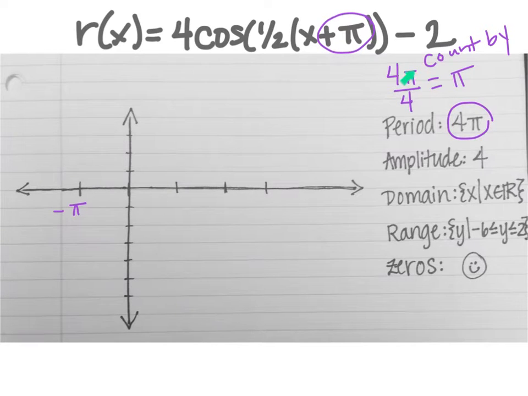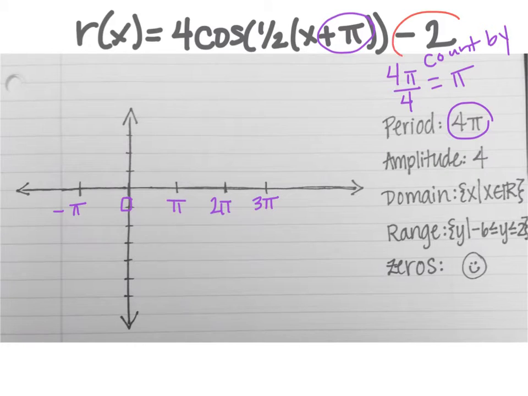From there, if I'm counting by pi's, then I know that my next mark will be at 0, my next critical value for this graph. After that, we'll be at pi, 2 pi, and then 3 pi. So I always label at least 5 points on the x-axis. If you notice, going from negative pi to 3 pi is a distance of 4 pi, so that's going to complete one full period. The next thing I'll do is go ahead and label the y-axis.